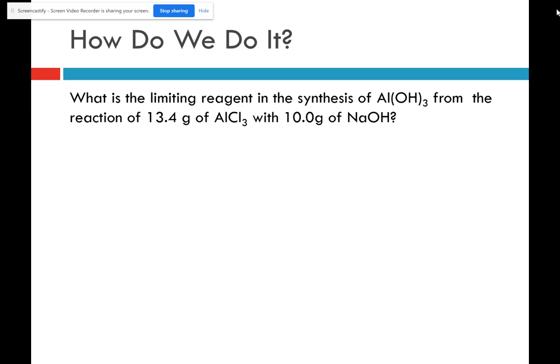Okay, so we need our balanced chemical equation. We're going to have AlCl3 reacting with, let me leave myself some extra room actually, sodium hydroxide. We should remember from unit 2, this would be a double displacement reaction.